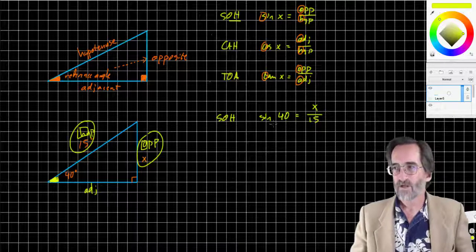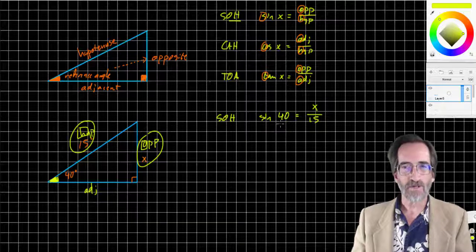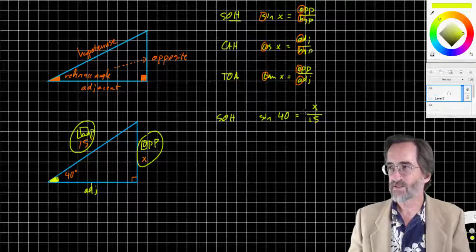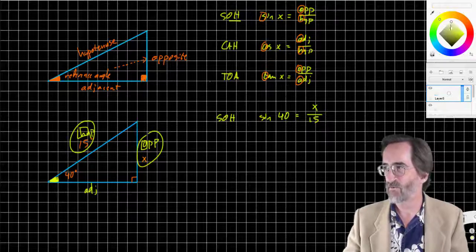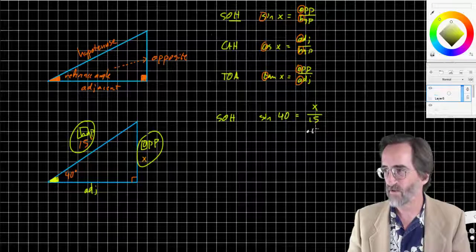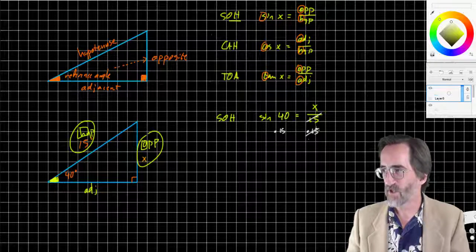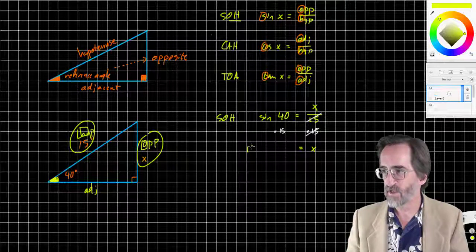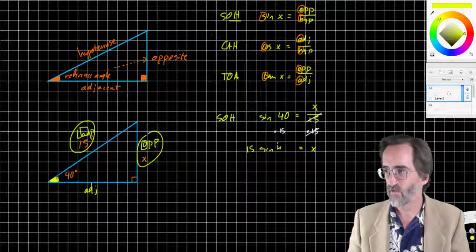Okay? Sine of 40 is just something you punch on your calculator. It is a number. So I'm going to solve this for x. Now the way I solve this for x is I do the opposite of divide 15. I'm going to multiply both sides by 15. That gets rid of divide 15. And we get x equals 15 times the sine of 40.